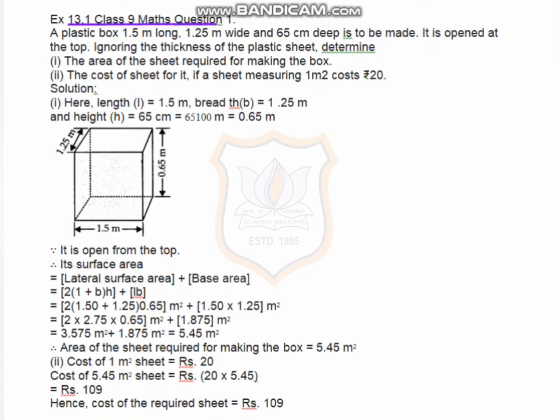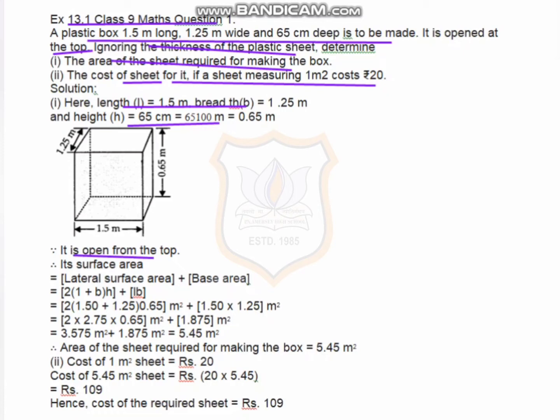Exercise 13.1, question number 1. A plastic box 1.5 meter long, 1.25 meter wide and 65 centimeter deep is to be made. It is open at the top. Ignoring the thickness of the plastic sheet, determine the area of sheet required for making the box. The cost of sheet, if sheet measuring 1 meter square costs 20 rupees, what is the cost of the total sheet? We know LBH should be converted all into meters. So 1.5, 1.25 and 65 centimeter is 0.65 meter.